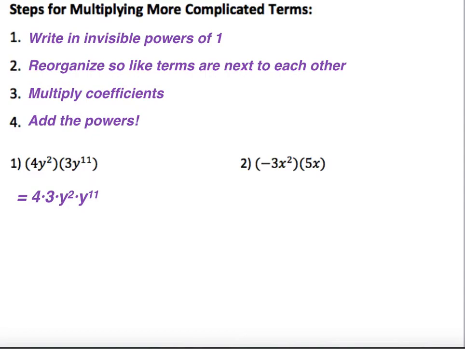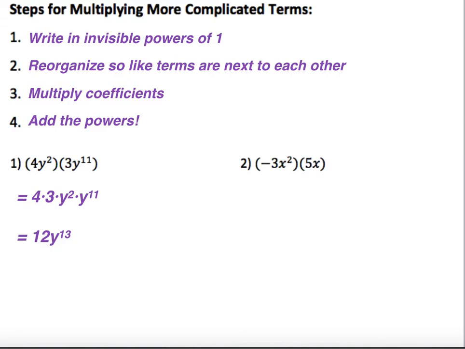So here we have 4y squared times 3y to the power of 11. When you reorganize so like terms are next to each other, the 4 times 3 coefficients would move to the front and the y's would move to the end. Now you can multiply the coefficients and get 12 and add the powers on the y's and get 13. Your final answer is 12y to the power of 13.